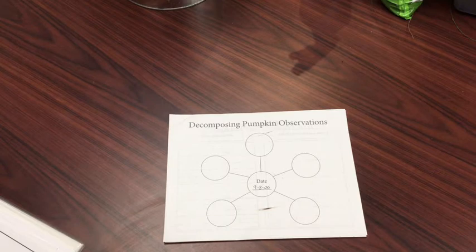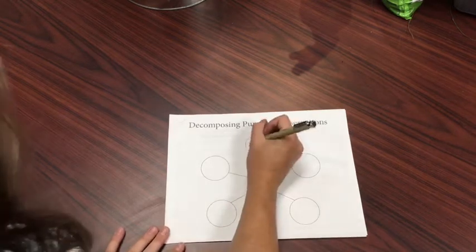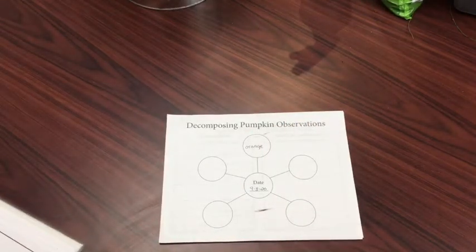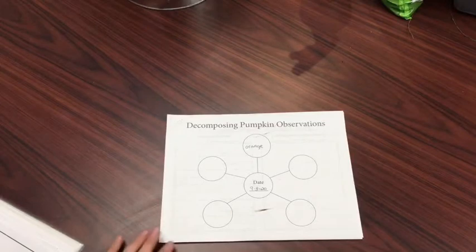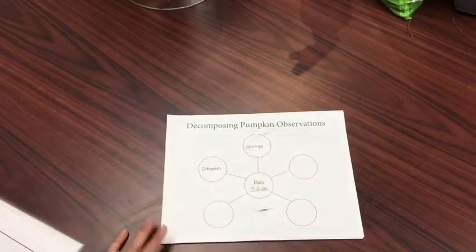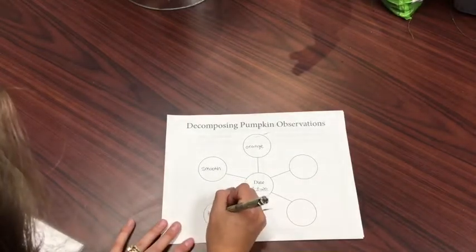Okay, now we have 5 circles. I would like you to brainstorm as a class some observations or adjectives of how to describe the pumpkin today. How does it look today, the day we made our compost bin? So you might say things like, the pumpkin is orange. You might notice in a week or two, the color might start to change. Today, the pumpkin might be smooth.